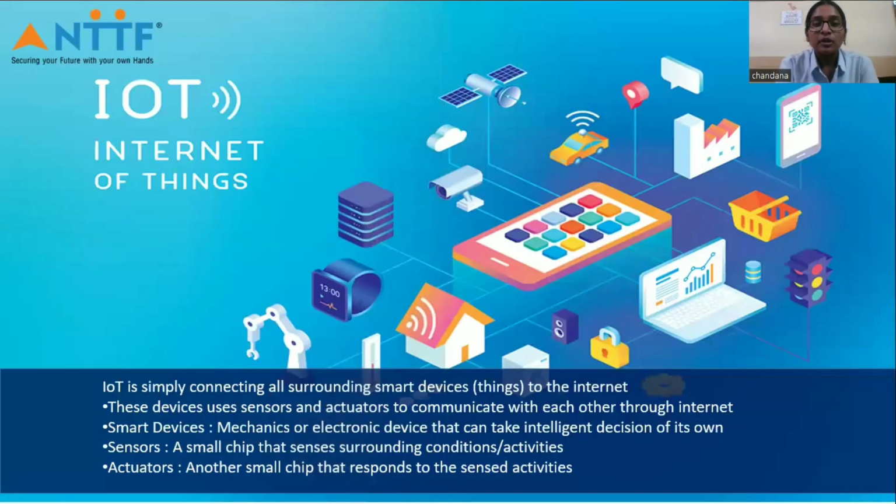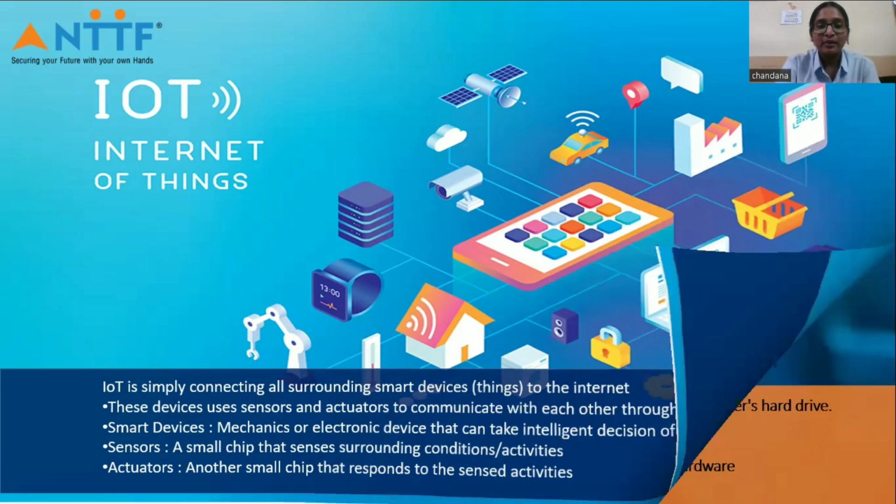Next, we have IoT. IoT is known as the Internet of Things, and in simple terms, it's a connection of electronic smart devices which are connected through the internet. These electronic devices use sensors which help them communicate with each other through the internet.